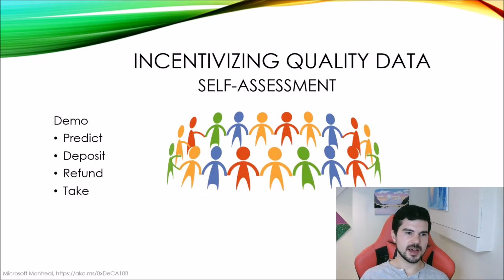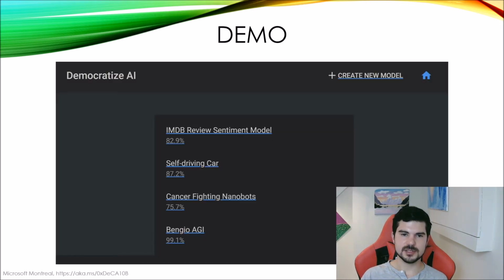So I'm going to talk about how this would actually look in the real world. And for this research, I'm mainly talking about the incentive mechanism that we call the self-assessment incentive mechanism, where people would deposit some funds to get data, and they can request a refund for their deposit if their data is good, and they can take deposits from others if those other people submitted that data. So let's look at a demo.